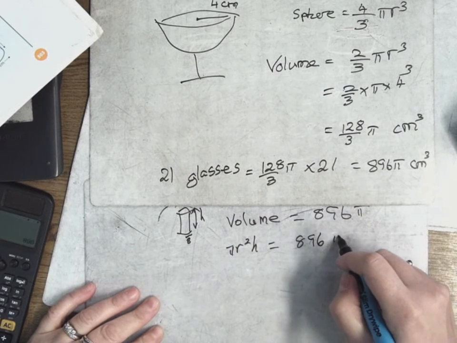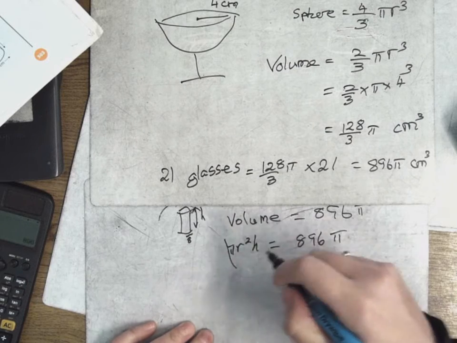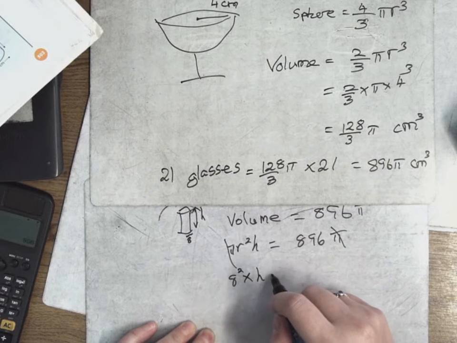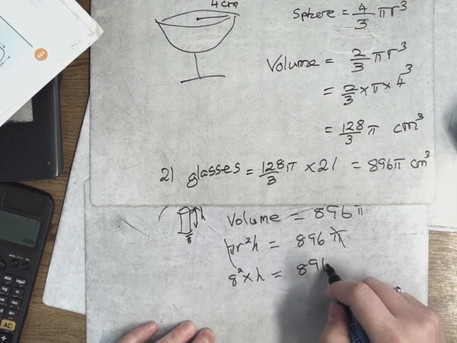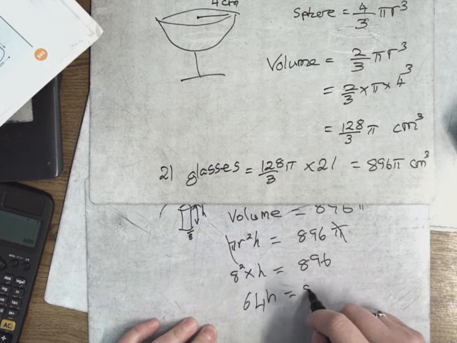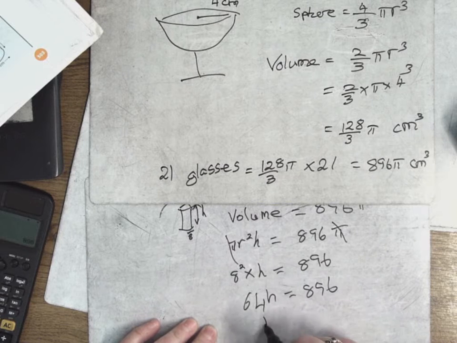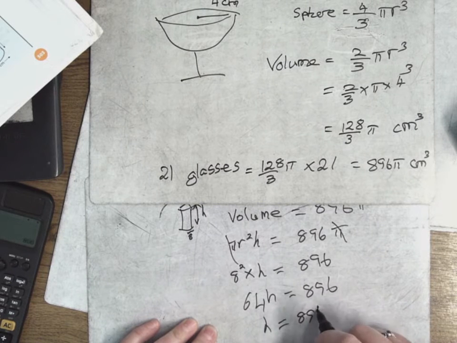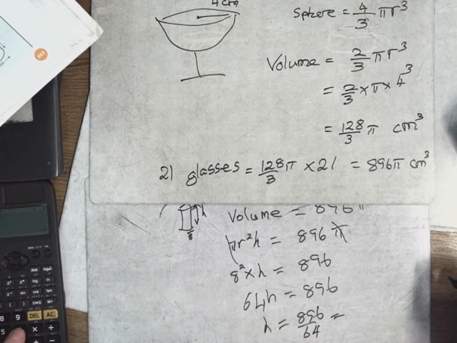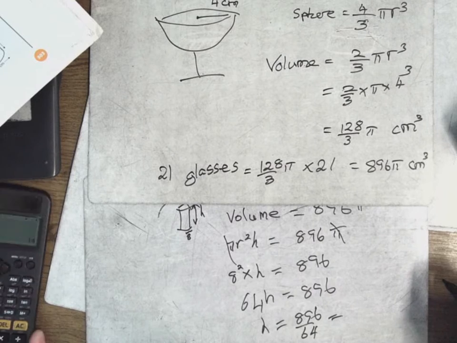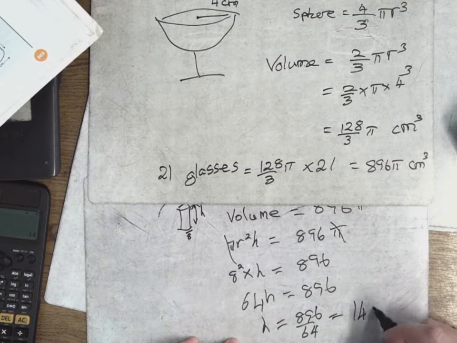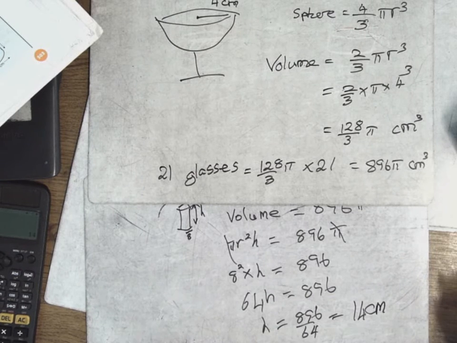What do I do now? Knock off the pi's, there's a pi at each side. R squared is 8 squared multiplied by h equals 896. So 8 squared is 64h equals 896. That means h is equal to 896 divided by 64, which equals 14. So h is equal to 14 centimeters. Is it centimeters? I presume it is. Meters full of wine? No. Centimeters. Is that okay?